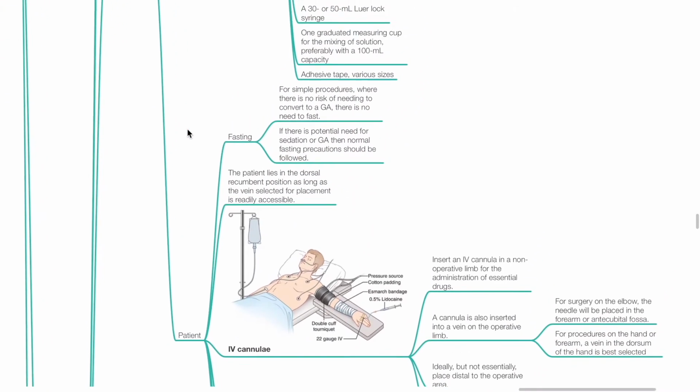Patient: for simple procedures where there is no risk of needing to convert to GA, there is no need to fast. If there is potential need for sedation or GA, normal fasting precautions should be followed. The patient should lie in the dorsal recumbent position as long as the vein selected for placement is readily accessible.